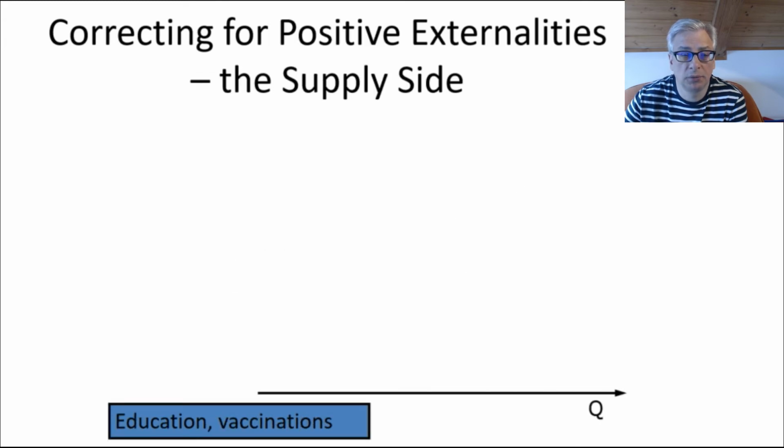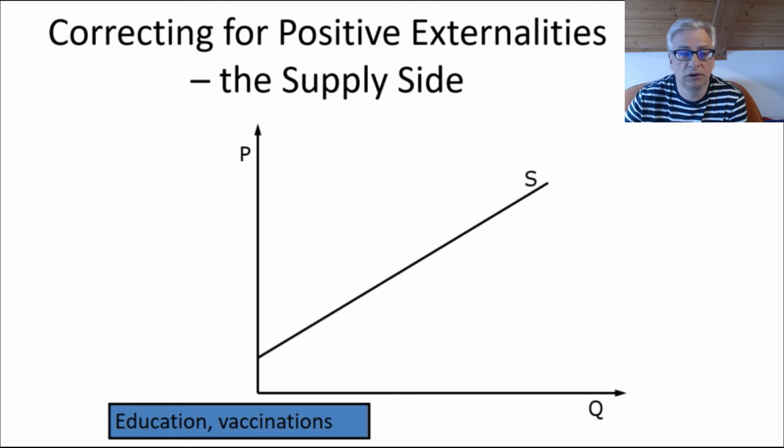Apart from Pigovian taxes, we can also speak of Pigovian subsidies. So that would be correcting for positive externalities. And there are two options here. We can subsidize the supply side and we can subsidize the demand side. Let's look at the supply side situation first.